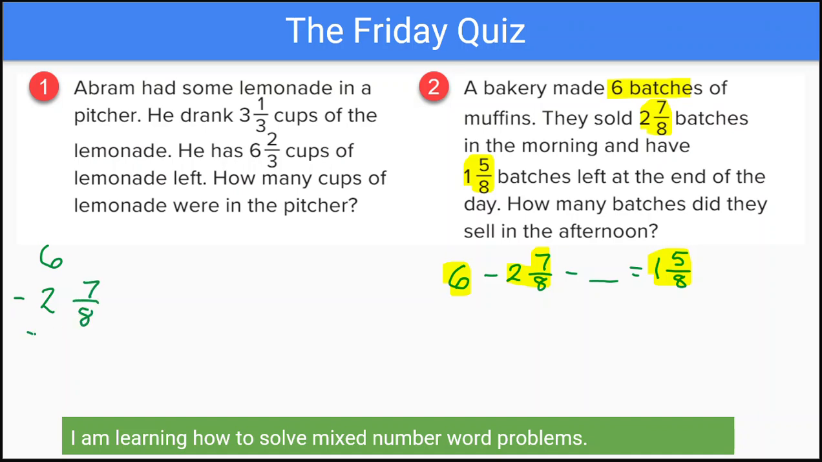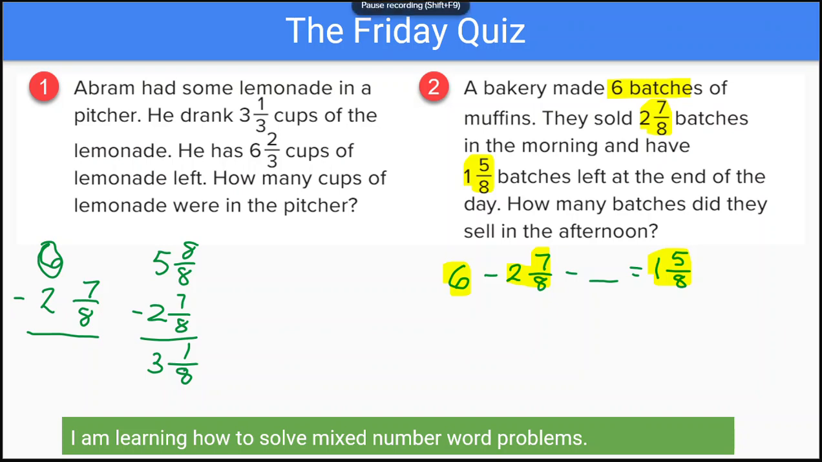Now this is kind of tricky because there's nothing right here. You can't take something away from nothing. So we're going to rename this 6 right here so we have something right here. We're going to take that 6, we're going to call it 5 8/8. Take away 2 7/8. 8/8 take away 7/8 is 1/8. 5 take away 2 is 3. So we're left with 3 1/8 right here.